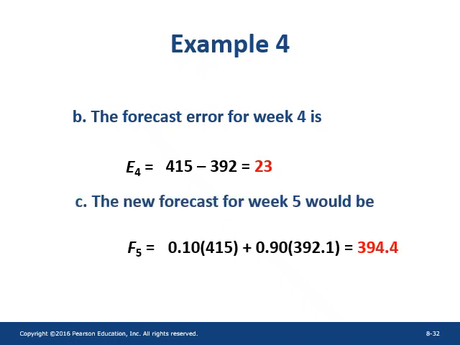So using the formula, there you are, 394.4. It's essentially 0.1 times 415 plus 0.9 times 392.1. So there we are. Fairly straightforward process of using the most recent demand, the most recent forecast, and the value of alpha to come up with the forecast for the coming period.